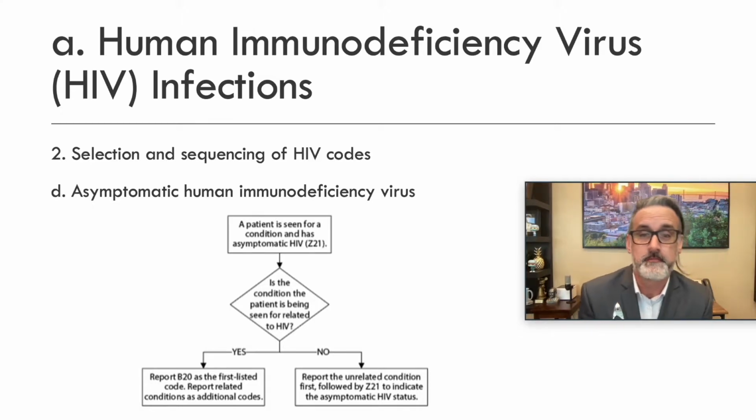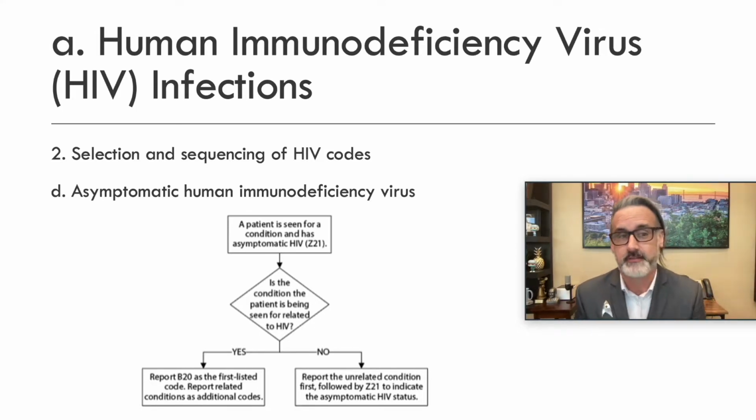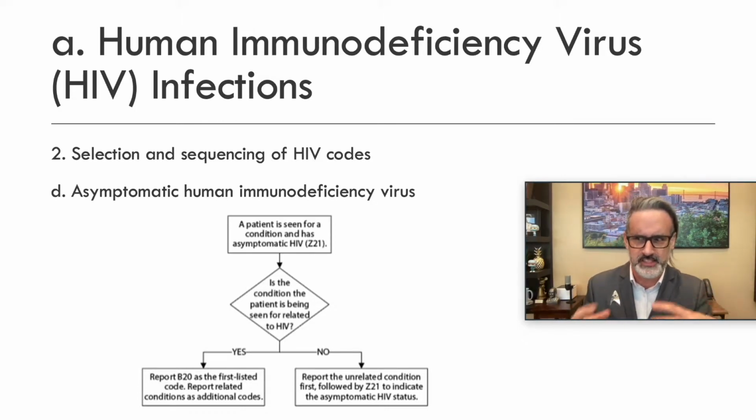As additional codes. Or if the condition that the patient is being seen for is not related to HIV, then we report the unrelated condition first, followed by Z21 to indicate the patient's asymptomatic HIV status. That just kind of puts in the context what we just discussed as far as the symptomatic or asymptomatic.